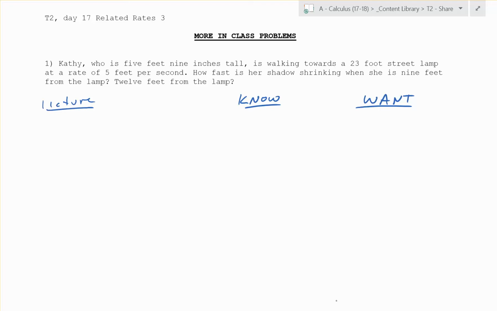Welcome to T2, day 17 of calculus. We will be continuing our fun with related rates. I know you didn't think that was possible, but yes, we're going to have even more fun with related rates. Before we even read the problem, please write down those three words: picture, know, and want.